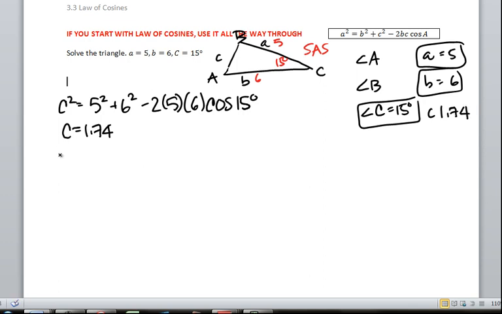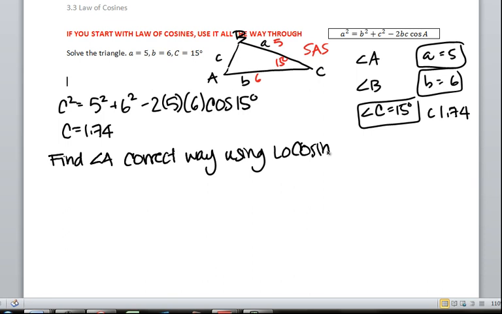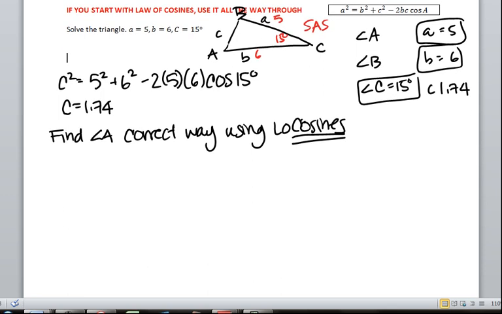Okay, so now I am going to find angle A the correct way, using the law of cosines. Now there's only one answer to this. So here's what we do. Like what we did previously, I now know that C is 1.74, and I'm going to put that here.